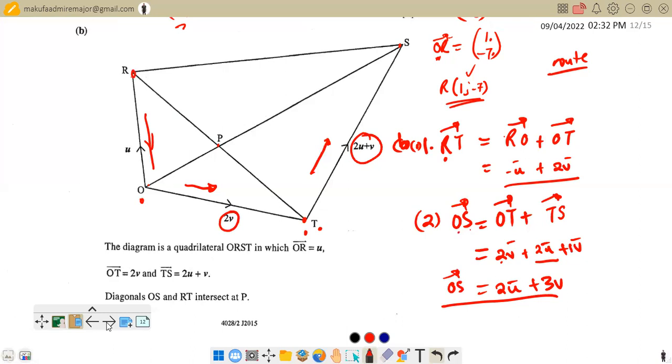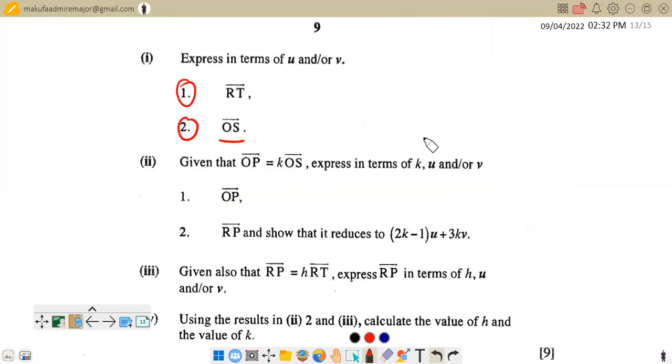Let's see the other question. Okay, let's see what we are now given. So make sure that you understand the concept of vector. And because vector is a continuation method, whatever you do, it's a continuation that you're going to make. Okay, on item 2, 1 now, we are given OP is equal to K OS, expressed in terms of K, which is the constant.